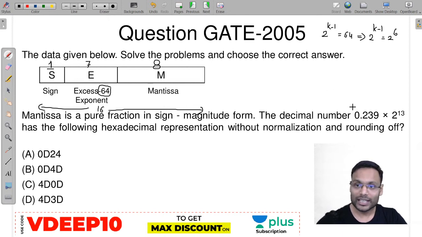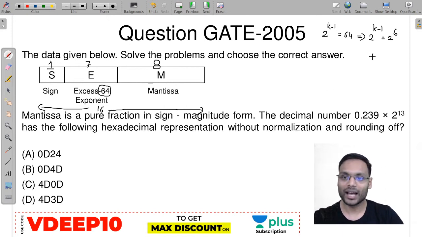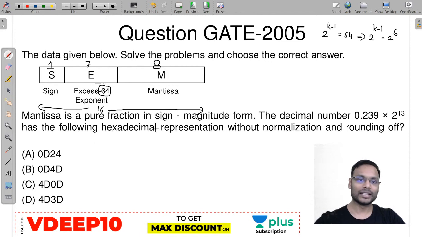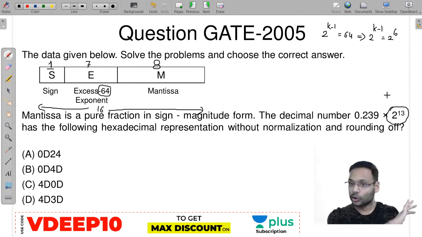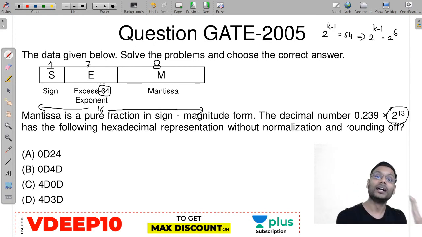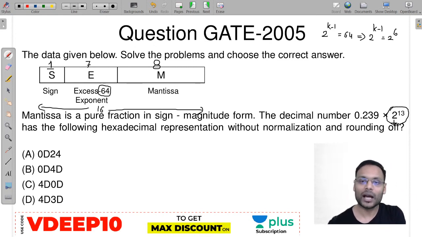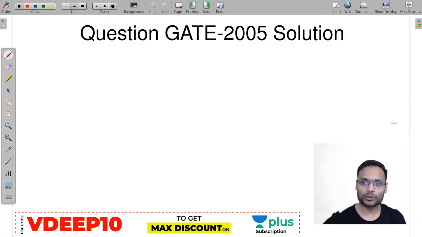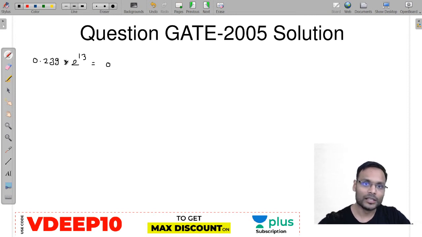Now what to do: the decimal number 0.0239 into 2 power 13 has the following hexadecimal representation without normalization and rounding off. Now look, 0.239 into 2 power 13, you don't have to multiply this number. No, don't multiply it, consider it in your exponent. So what you need to do is this: 0.239 into 2 power 13 you will have to write.